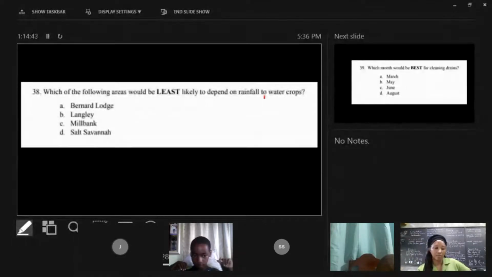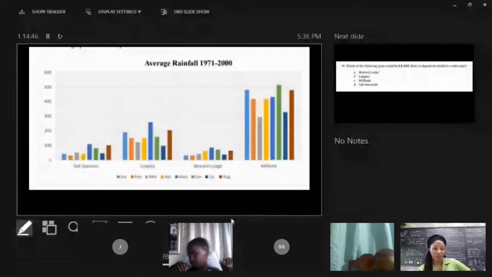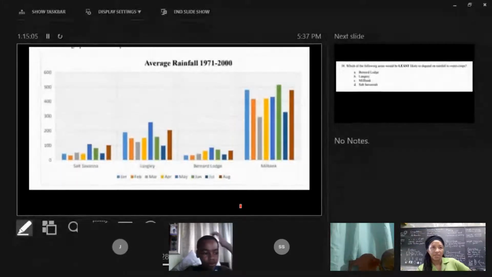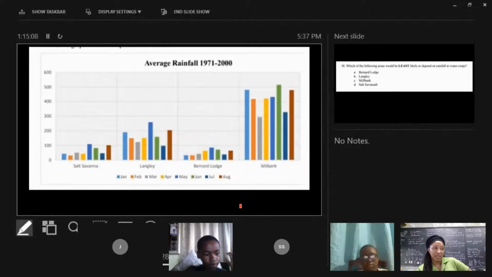All right, so which of them would be least likely to rely on rainfall to water their crops? Millbank. Why do you say Millbank? Miss, because they have a large average amount of rainfall. So if they know they're going to get lots of rain, wouldn't they be able to depend on the rainfall for their crops? No, miss, because they know that it will be coming, so they wouldn't depend on it.